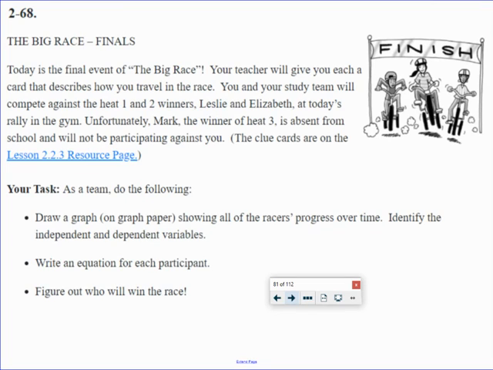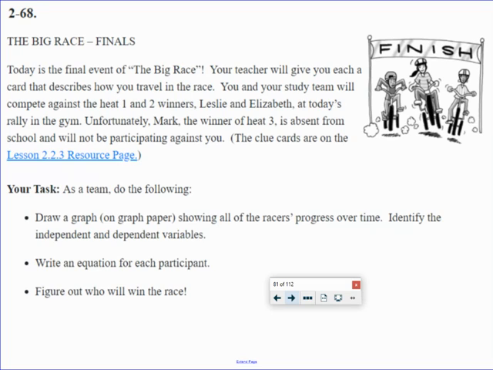The big race, problem 2-68. Today is the final event of the big race. Your teacher will give you each a card. Actually, because of the way it's going, you are going to get all of them. Your teacher will give you a card that describes how you travel in the race. You and your study team will compete against the Heat 1 and 2 winners, Leslie and Elizabeth, at today's rally in the gym. Unfortunately, Mark, winner of Heat 3, is absent from school and will not be participating against you.